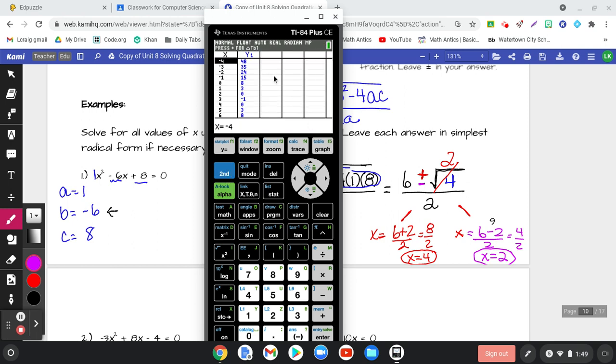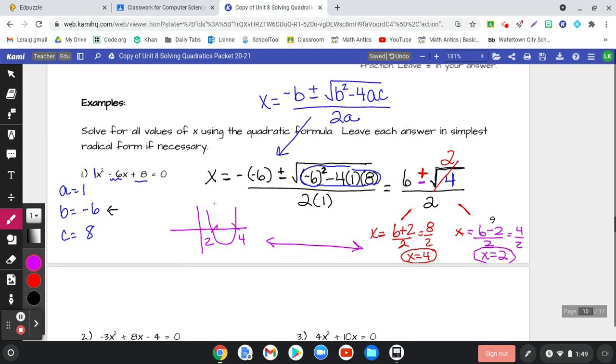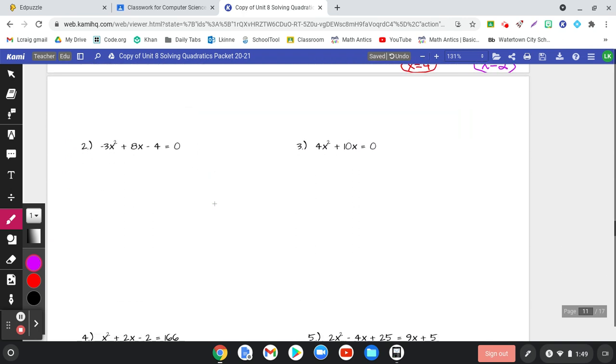Or you could go to the table. 2 makes it 0 and 4 makes it 0. Okay, so don't forget that. They all tie together. 2 and 4. Same thing. You could have factored it as well. But again, factoring I know can be a little tricky. I know that this seemed really complicated too, but it's only the first example. You'll see once we do more of these, it'll get easier and easier.